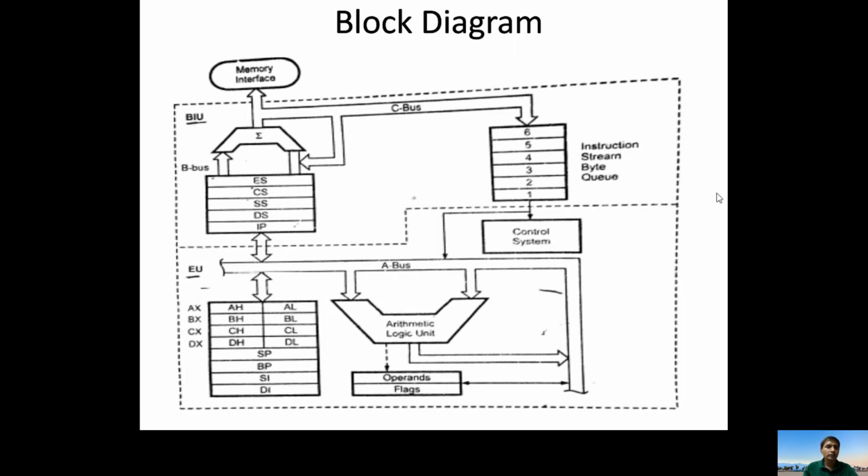The 8086 mainly contains two units, namely the bus interfacing unit and the execution unit. The bus interfacing unit mainly contains a 6-byte instruction queue, numbered 1 to 6, then segment registers, then an adder. This is the portion of the bus interfacing unit. The remaining portion is called the execution unit. It contains a control system, ALU, flags, and some registers.